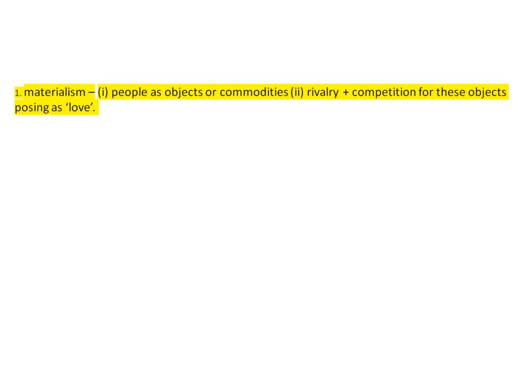Okay, on we go. So let's introduce the 5 areas of language we're going to look at in this video. First of all, materialism, which you'll see highlighted throughout in this colour, yellow. And when we're looking at materialism, we're concerned with how people, or characters, are presented as objects or commodities by Fitzgerald. Also within that, or stemming from that really, is the idea of rivalry and competition for these objects. This rivalry and competition for these people/objects is what poses as love, in inverted commas, in this novel.